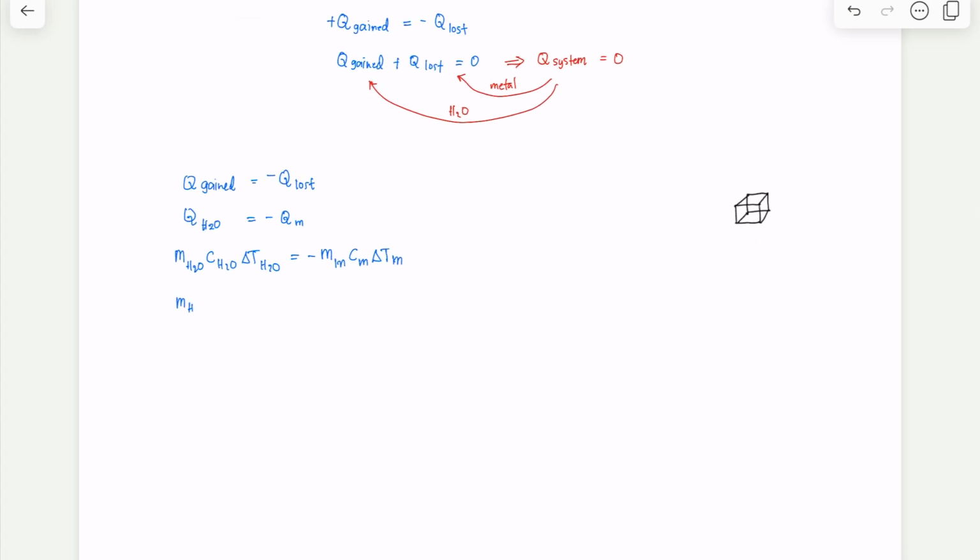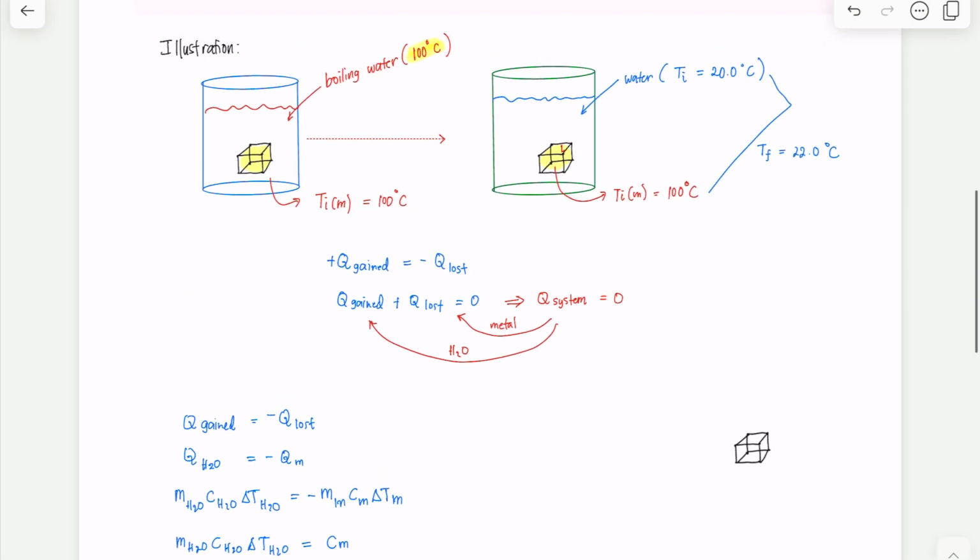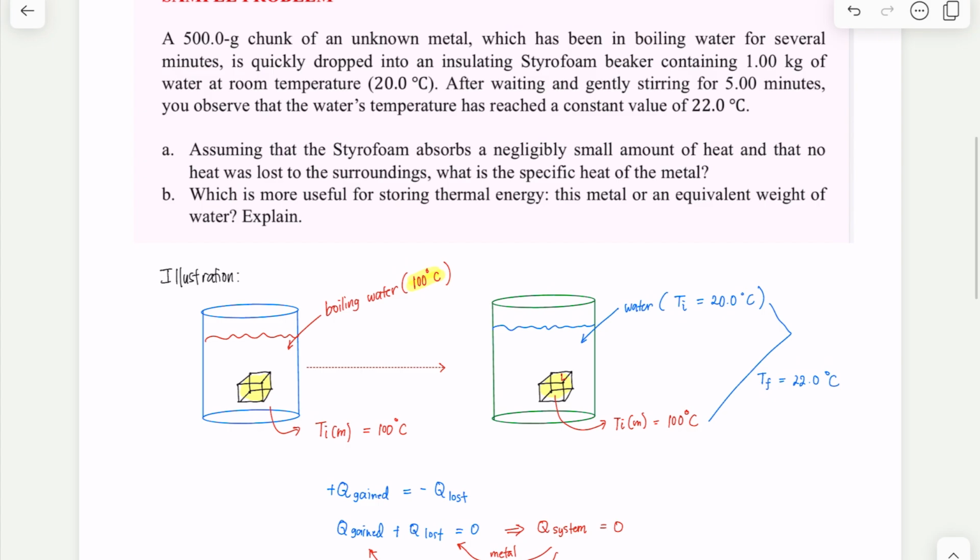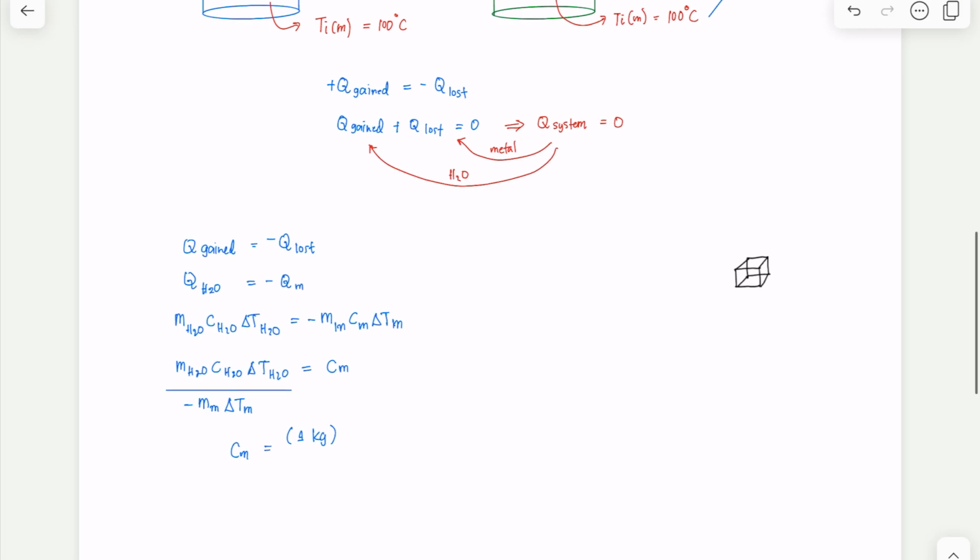So you have M of water, specific heat of water, change of temperature of water. That will just be equal to the specific heat of the metal, but that is divided by negative M of the metal. That's the mass of the metal, and the change of temperature of the metal. So right now, we're simply dealing with substitution. The mass of the water, according to the problem, is that the metal is transferred to 1 kilogram of water. So the mass of the water is 1 kilogram.